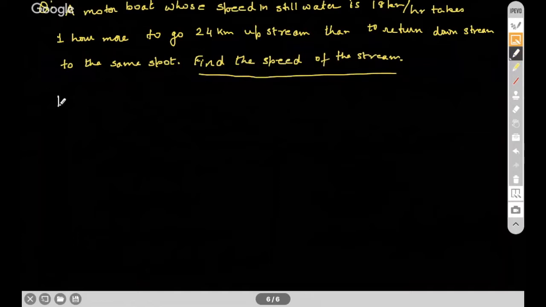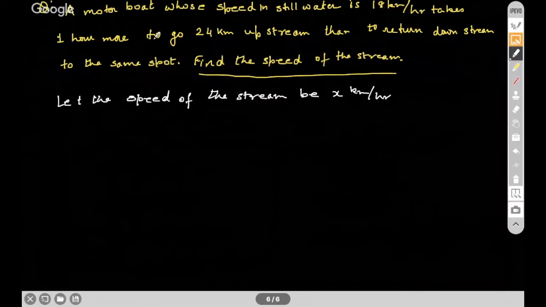So I'll say, let the speed of the stream be x kilometers per hour. Write the units here itself, so that even if you miss writing units in the last step, it should not attract any penalty.